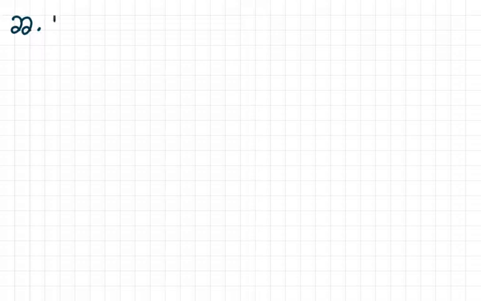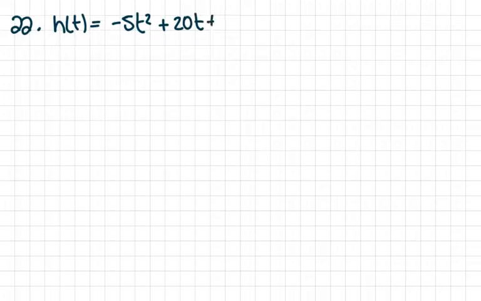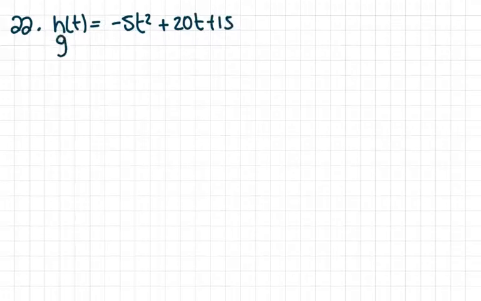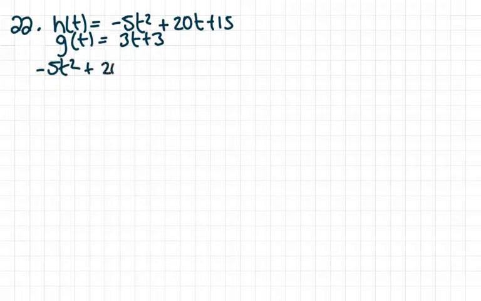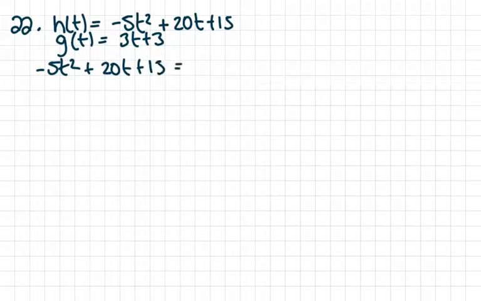So my functions are h of t equals negative 5t squared plus 20t plus 15, and g of t equals 3t plus 3. So in order to see if they will collide, I need to check if there's a point of intersection. So I'm going to set them equal to each other because the y value would be the same at that point. So negative 5t squared plus 20t plus 15 equals 3t plus 3.